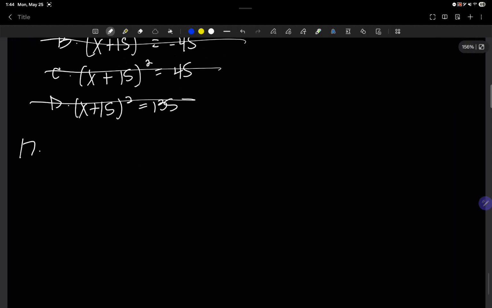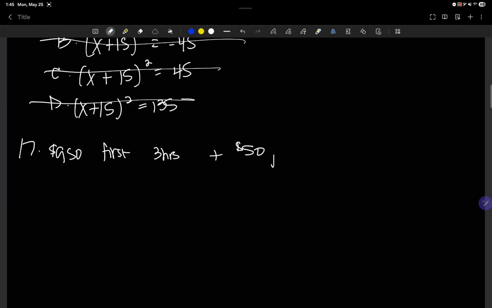Okay. The cost to rent a bus from Company X is $950 for the first 3 hours, and an additional $50 per hour for each hour after the first 3 hours. If the total cost to rent the bus from Company X for T hours, where T is greater than 3, is $1,150, which equation represents this situation?